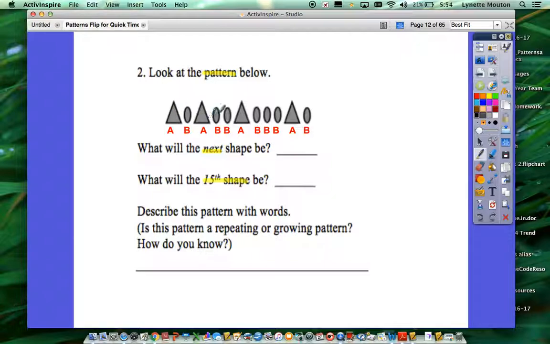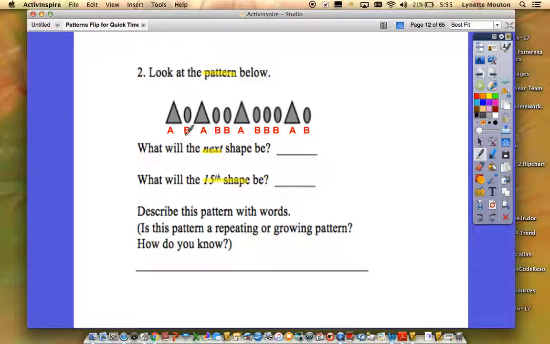A, B, A, B, B, A, B, B, B, A, B. Again, we see those B's. There's becoming more of them each time in between the A's. There's one here, then two, then three. So, in fact, this is a growing pattern because there are more added to this unit each time.